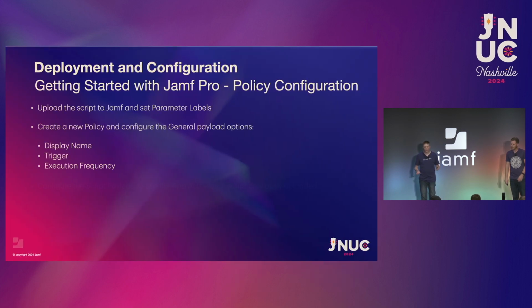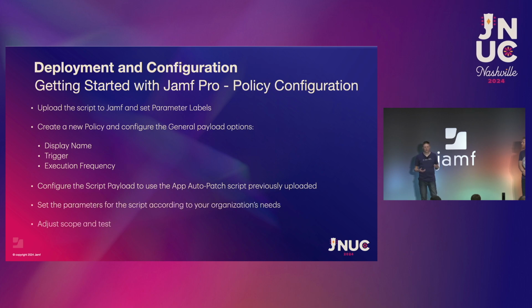So real quick, just to get started with App Auto Patch, obviously you're going to upload the script to Jamf and then set your parameter labels. And next you'll go in and create a new policy, configure the general payload to set your name and your default options like trigger and execution frequency. I usually set mine to a recurring check-in once daily, since I do like a weekly patching cadence for ours. After that, you'll configure the script payload to use the App Auto Patch script that you uploaded, and then set the parameters for how you want the script to function. Finally, you'll set your scope and test.